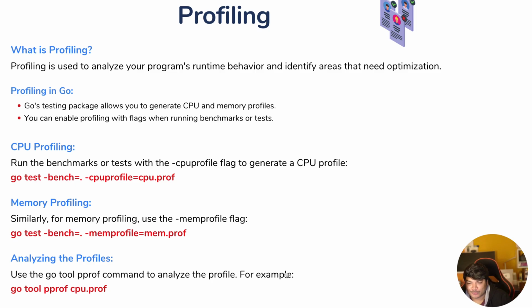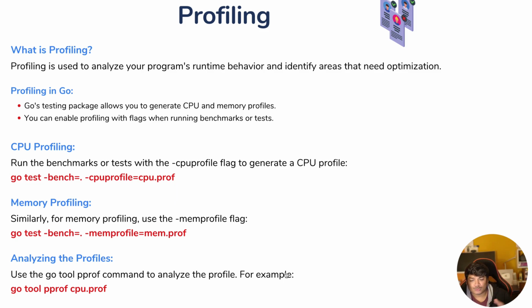Now what exactly is profiling? Profiling is used to analyze your program's runtime behavior and identify areas that need optimization. Now how can we do profiling in Go? Go's test package allows you to generate CPU and memory profiles, and you can enable profiling with flags when you run the benchmark or tests.